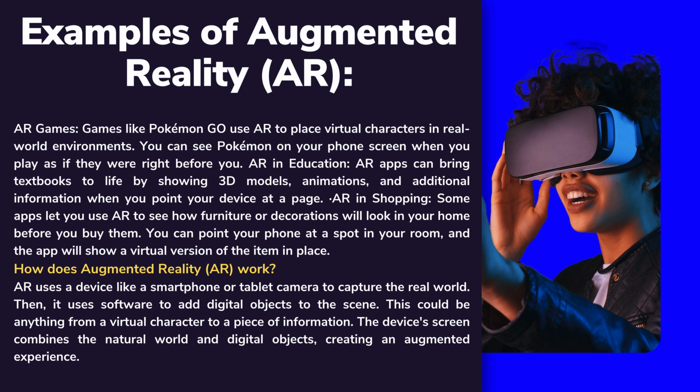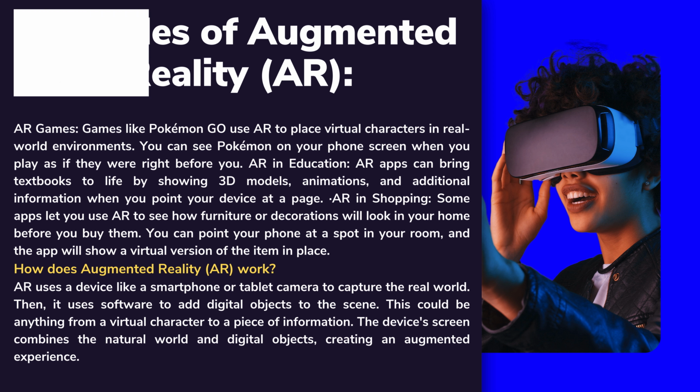How does augmented reality, AR, work? AR uses a device like a smartphone or tablet camera to capture the real world. Then, it uses software to add digital objects to the scene. This could be anything from a virtual character to a piece of information. The device's screen combines the natural world and digital objects, creating an augmented experience.